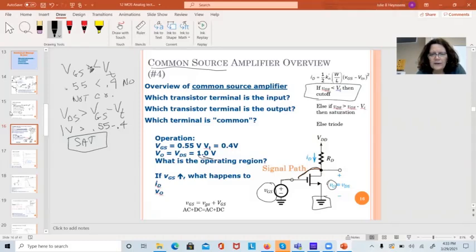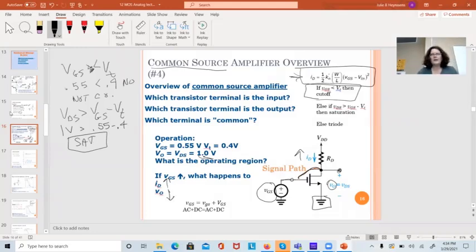Now, if VGS goes up, this is the equation for current in the saturation region right there. So if my VGS goes up, my ID also goes up because it will go up like VGS squared. Now, if ID is increasing on this diagram, my V out is VDD minus the voltage drop across that resistor, IDRD. So if the current goes up, this voltage is going to go down.